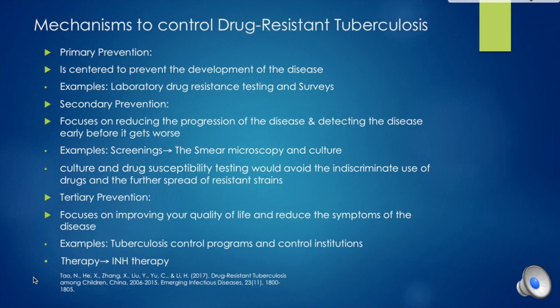first-line drugs. Lastly, tertiary prevention focuses on improving your quality of life and reducing the symptoms of the disease. Examples of this are tuberculosis control programs and control institutions, as well as INH therapy. Therapy with a medical professional is needed. INH has been found to be the best of the essential anti-tuberculosis drugs by preventing the resistance in companion drugs because of its high bactericidal activity and its large therapeutic margin.